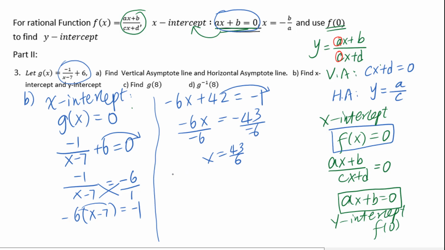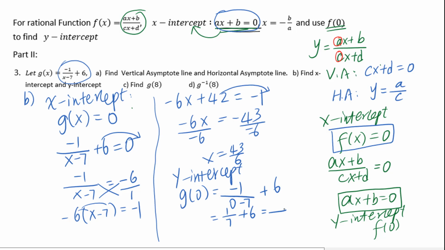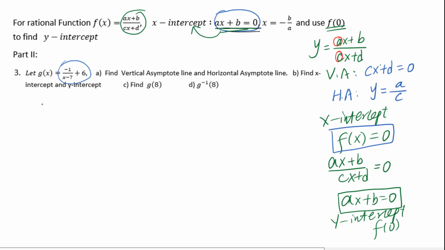This is the x-intercept. For the y-intercept, we will use g of 0. You will get negative 1 over 0 minus 7 plus 6. 1 over 7 plus 6. Using a graphing calculator, you will get 43 over 7. Let's go to C. G of 8. Every single x changes into 8. -1 over 8 minus 7 plus 6. That is -1 plus 6 equals 5.